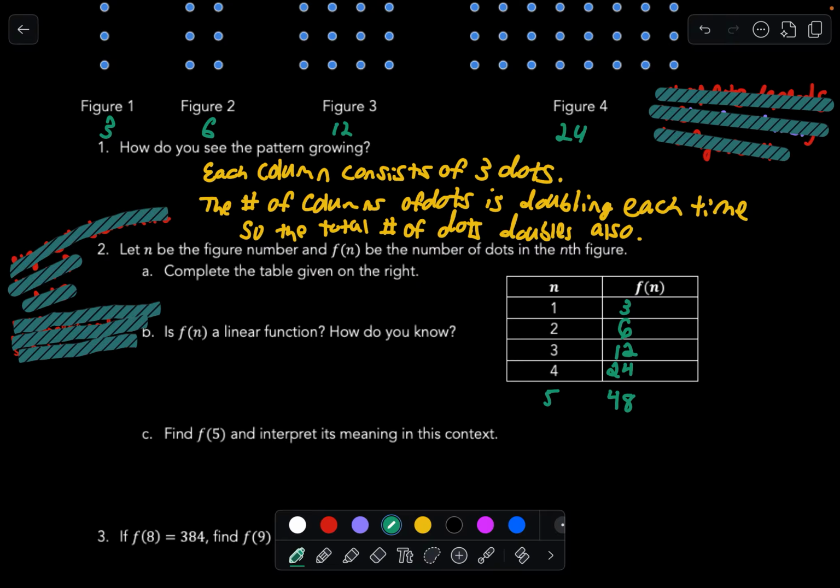Is f of n a linear function? How do you know? Well, let's look. Linear means that you're adding the same amount each time. So as we go from the first term to the next, we start with 3, and then we go to 6. So if it was linear, we're adding 3, which means we should be adding 3 here. But lo and behold, we're not. We're adding 6. It's not a constant rate of change. So it is not linear. Okay?